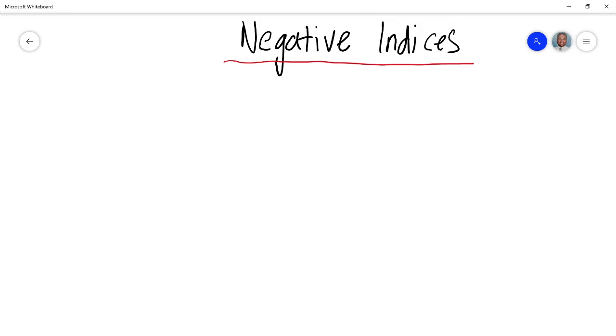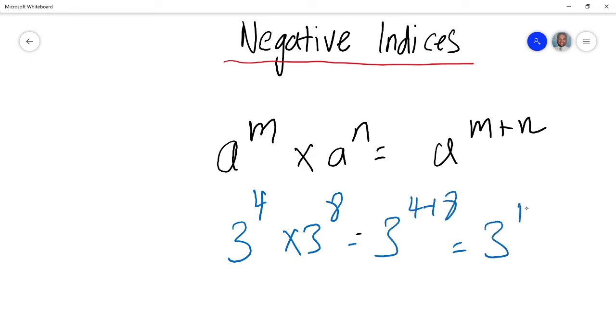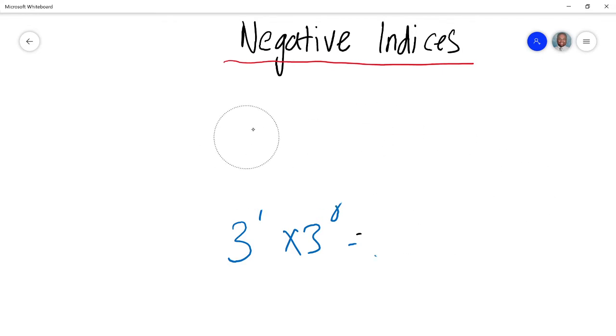If you remember the first law, which is the addition law, suppose you've got a to the power m times a to the power n. That's the same as a to the power m plus n. A simple example, let's say 3 to the power 4 times 3 to the power 8. That's going to be 3 to the power 4 plus 8, which is 3 to the power 12. So that's rule number 1. And there are further examples in my previous videos that you're more than welcome to look through.